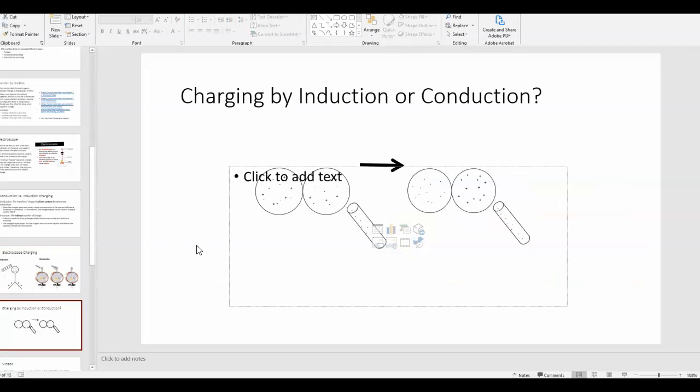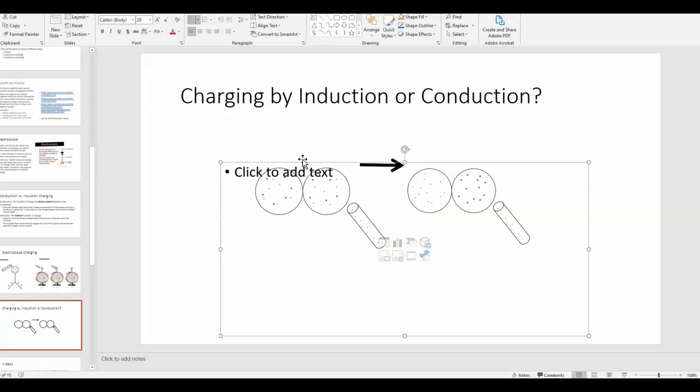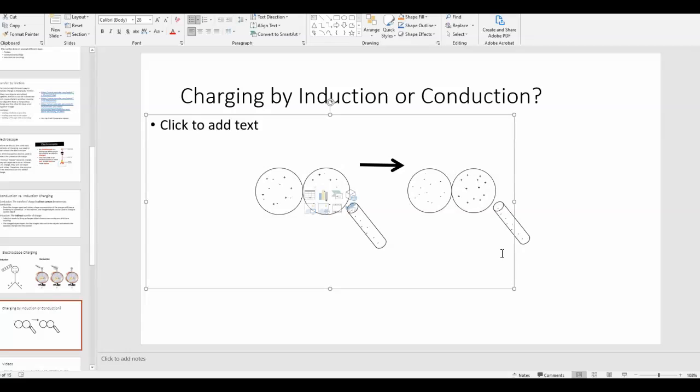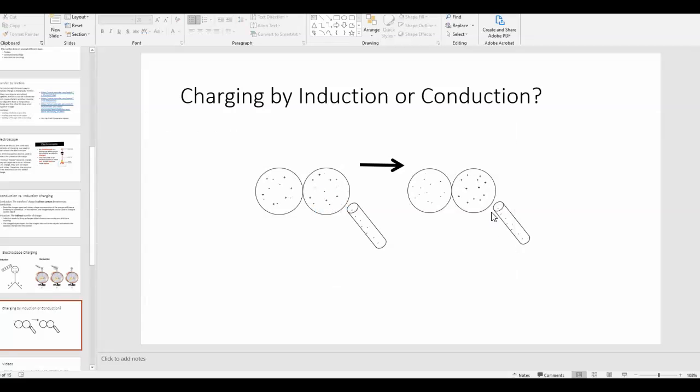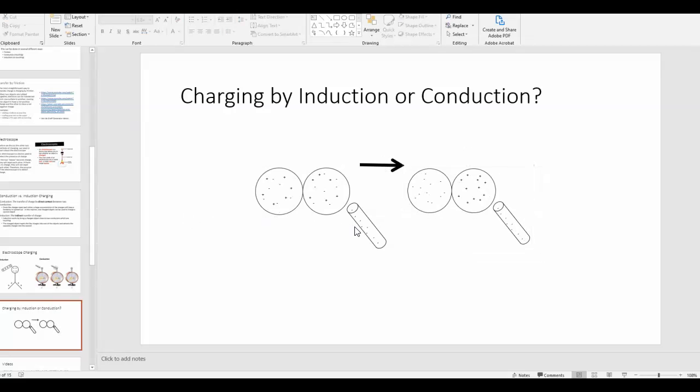Let's take a look at this little picture. Does this represent charging by conduction or induction? Looking at this picture, it's kind of hard to see, but what you start off with is two metal balls, and they're both neutral because they have an equal amount of positive and negative charge.